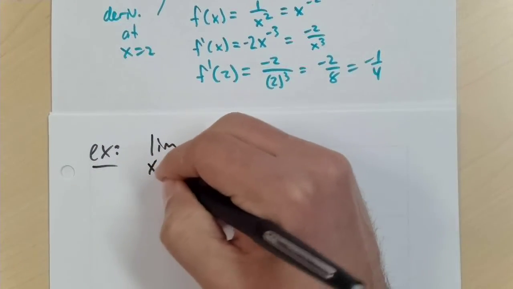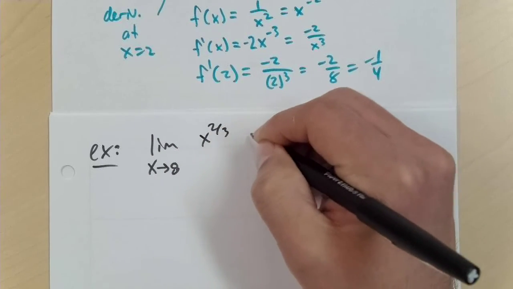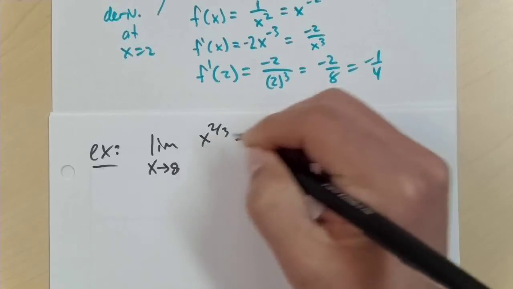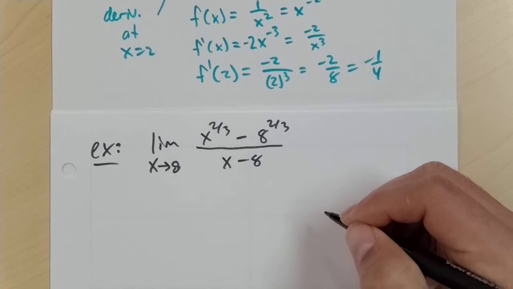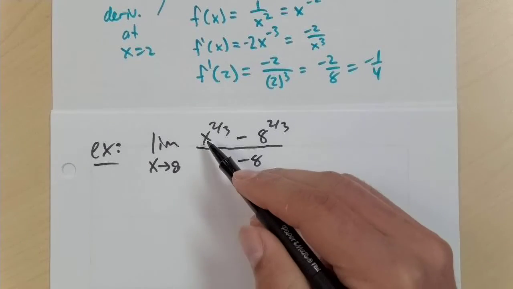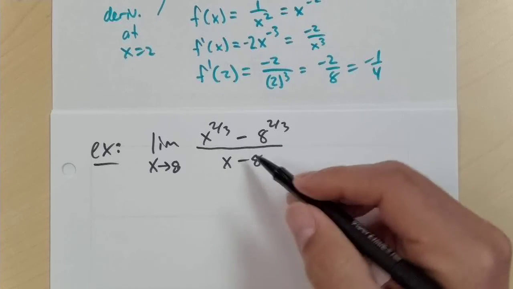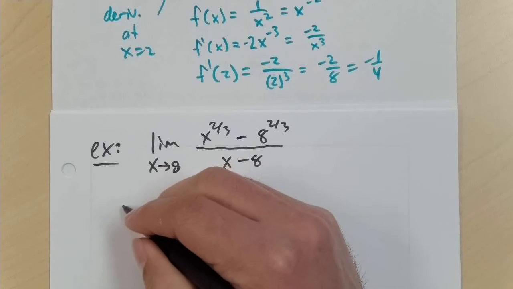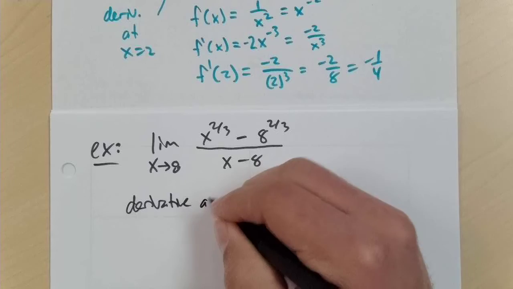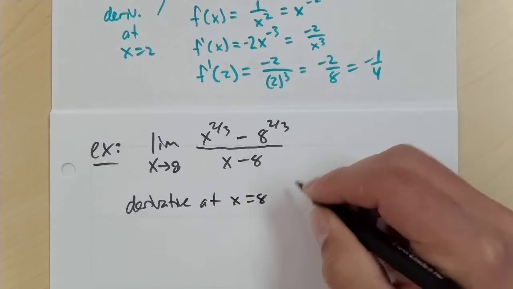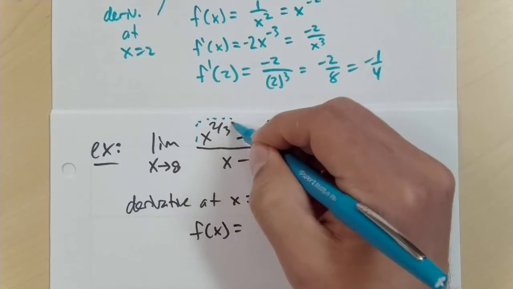So let's say we have the limit as x approaches 8 of x to the 2/3 minus 8 to the 2/3 all over x minus 8. Okay, it's got that same flow, right? This is your f of x. This is your a value plugged in. And so here what this is really asking us for is to find the derivative at x equals 8. And here's our function, right? Our function is this one right here.